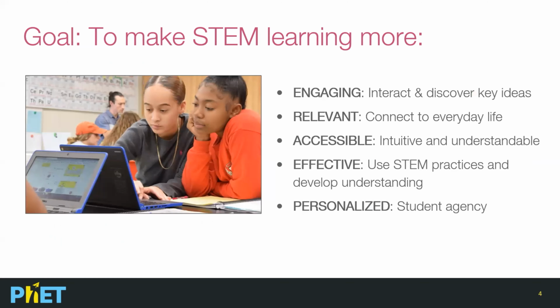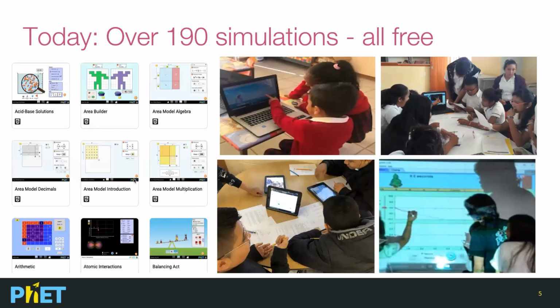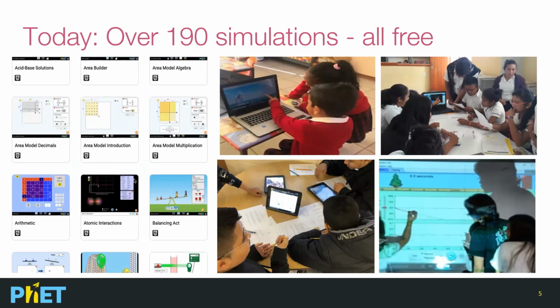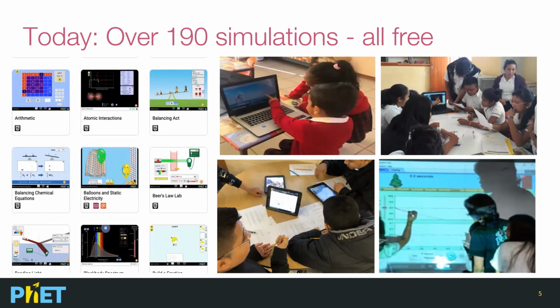The goal is to make sure that students learn through exploration, discovery, and experimentation. We also want students to learn like scientists and think like scientists. The aim is to enable teachers to make learning of STEM more like doing, and make it interesting for students to experiment and make mistakes as they discover. We have over 190 simulations.